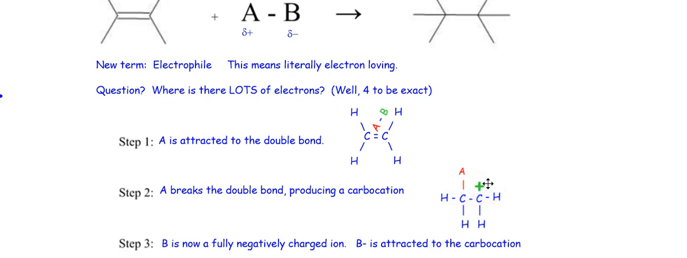So now what's going to happen? B, once A breaks away, has totally said, here, you take all my electrons. I don't want them anymore. I got my own electrons. So it gave B its electrons. So now B is a fully charged negative ion.